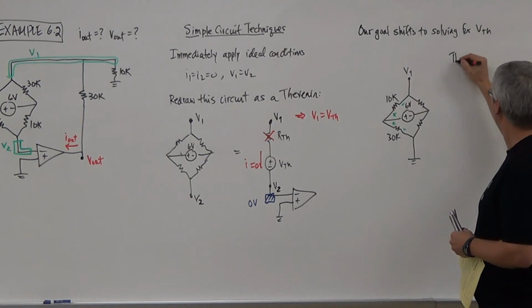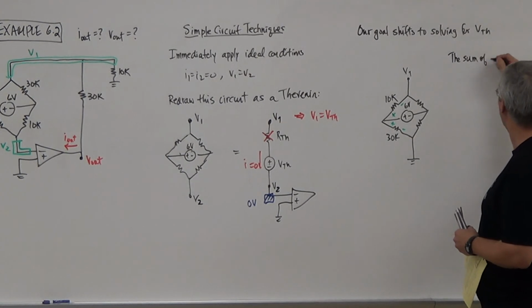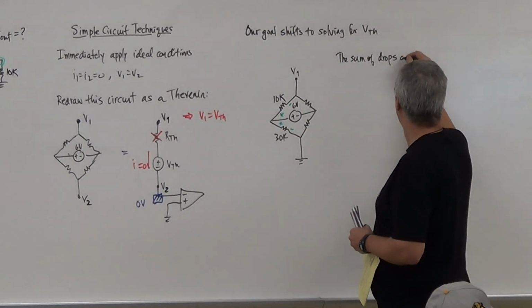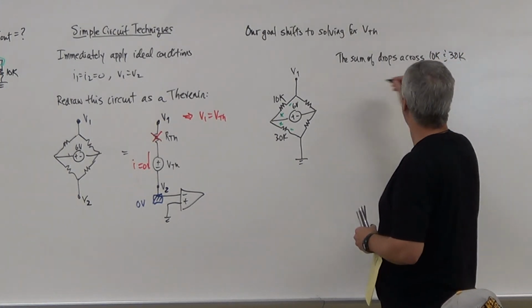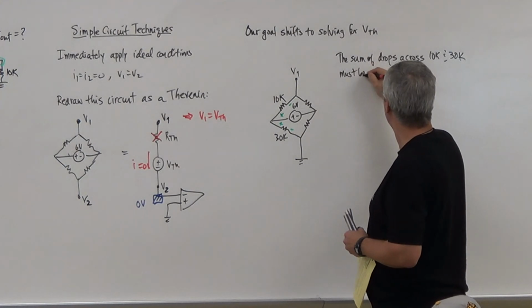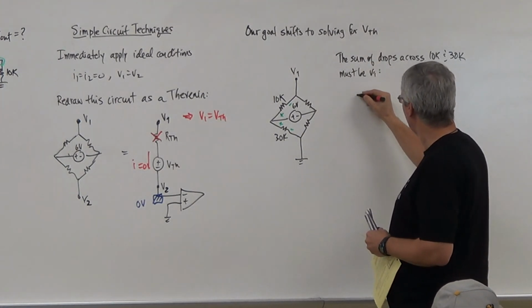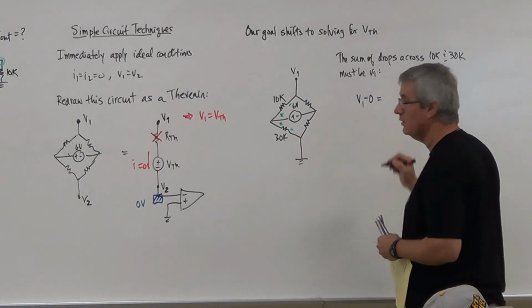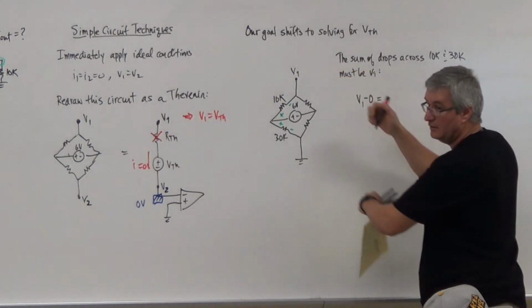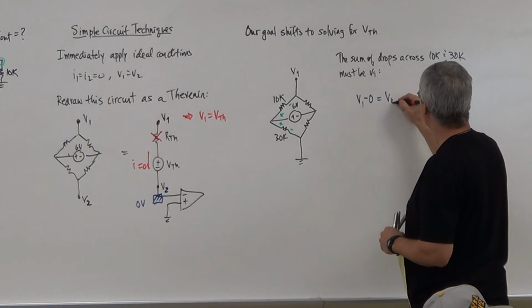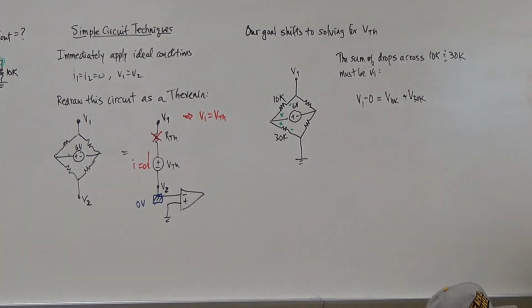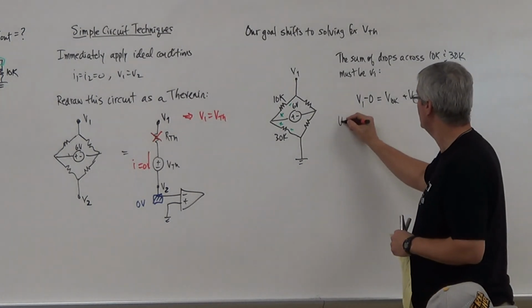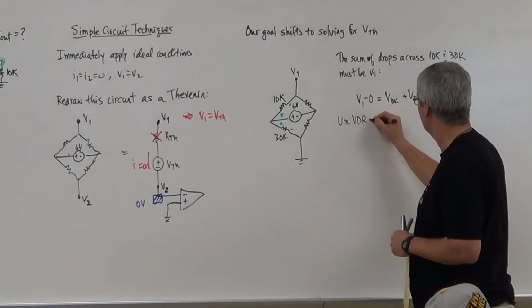So the sum of drops across 10K and 30K must be V1. So if I look at that, V1 minus 0, from here to here, must be the voltage drop across the 10K plus the voltage drop across the 30K. So now I'm going to use voltage divider rule. I'm going to use VDR now.